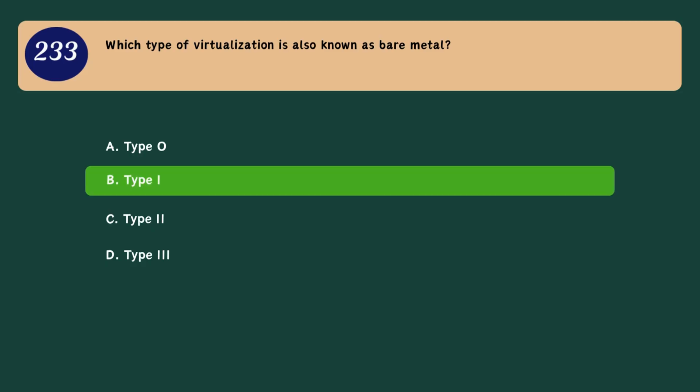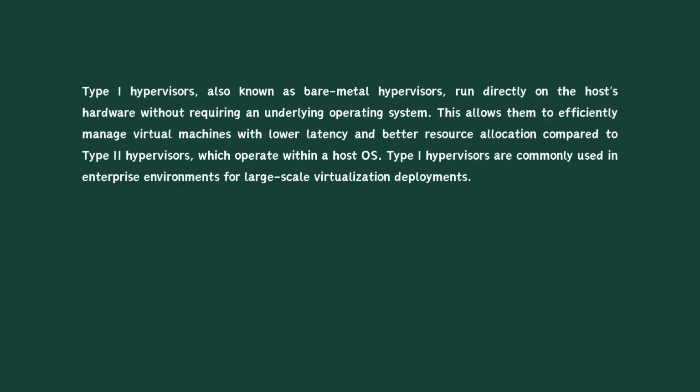Correct answer: B. Type 1. Type 1 hypervisors, also known as bare metal hypervisors, run directly on the host's hardware without requiring an underlying operating system. This allows them to efficiently manage virtual machines with lower latency and better resource allocation compared to Type 2 hypervisors, which operate within a host OS. Type 1 hypervisors are commonly used in enterprise environments for large-scale virtualization deployments.